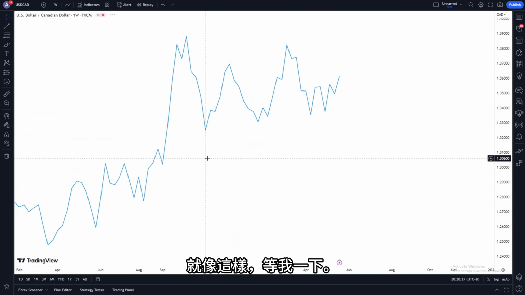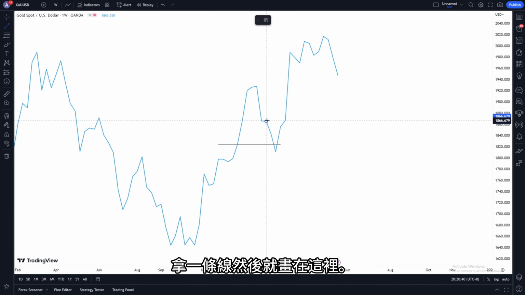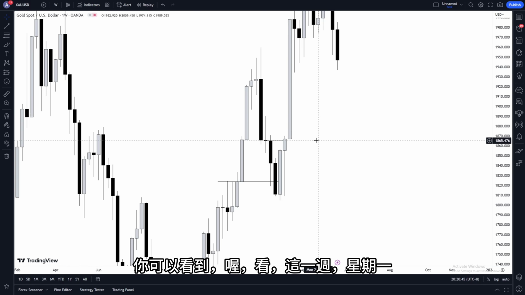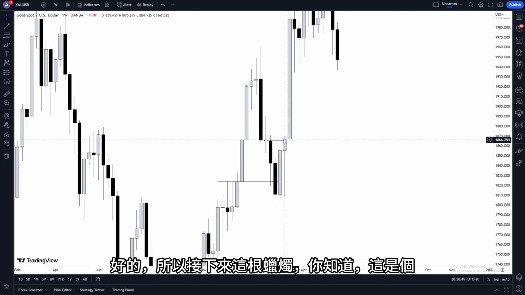So just like this. One sec. Pick up a line and just draw it right here. This is where you're gonna look for the break, right? And then take a look at the candlestick chart after that. You can see, oh look, this week right here, Monday 6th of March 2023, we broke it.